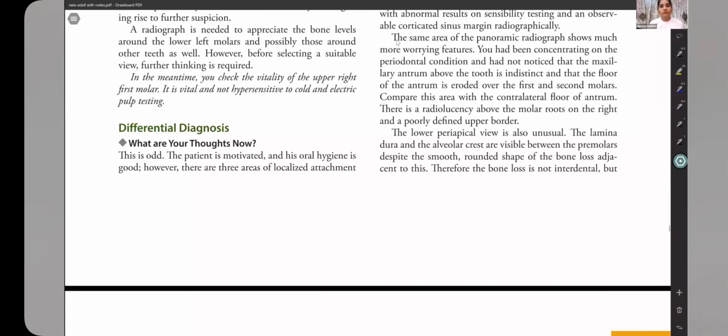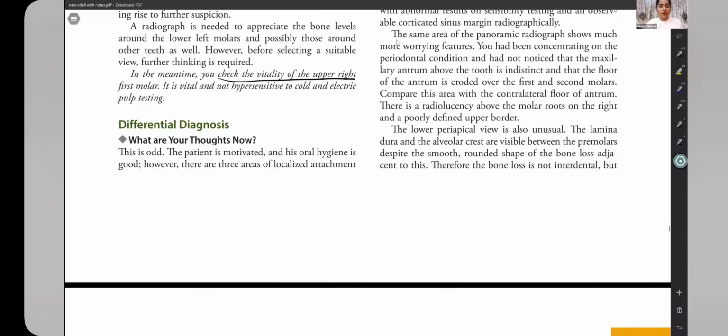However, before selecting a suitable view, further thinking is required, and in the meantime, you check the vitality of the upper right first molar as well. It is vital and not hypersensitive to cold and electric pulse testing. Now, what are your thoughts?